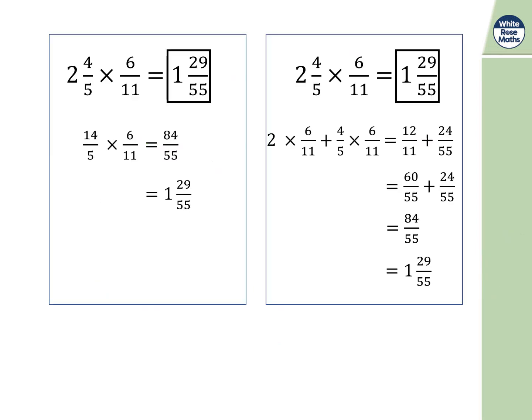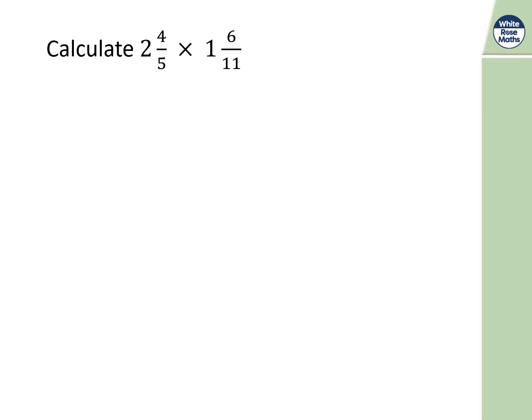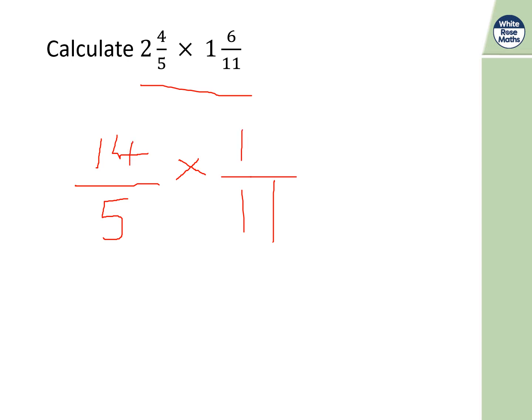So let's work out your answer. What's the same, what's different? It gives you the same answer, but what's different here is the method. This next one, calculate 2 4/5 times 1 and 6/11. Again, I'm going to change them both to improper fractions and then multiply the fractions as normal. 5 times 2 is 10, so that'll be 14. 11 plus this 6 goes to 17.